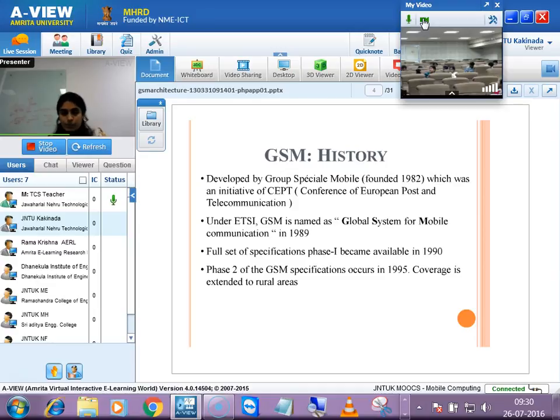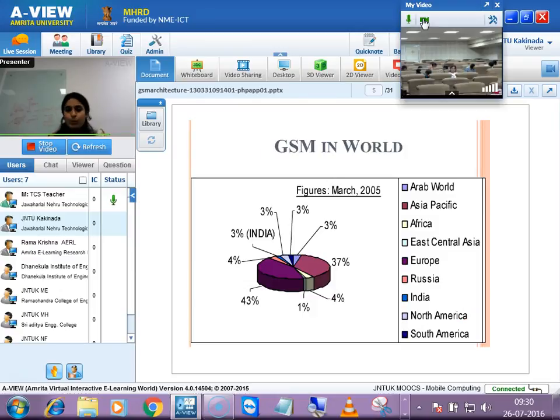Phase two in the sense, they'll be releasing for every, I think, 6 to 7 months, maybe for every 1 year. In that also we are having phase one and phase two. Phase 2 occurred in 1995. It's already over, and the coverage is extended. In GSM, coverage is extended to even rural areas.